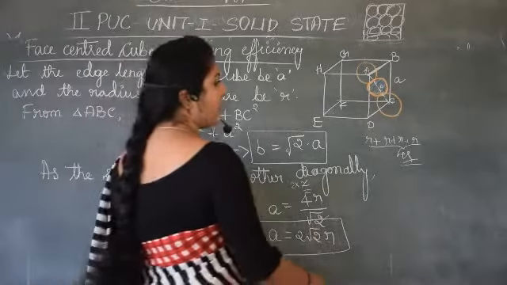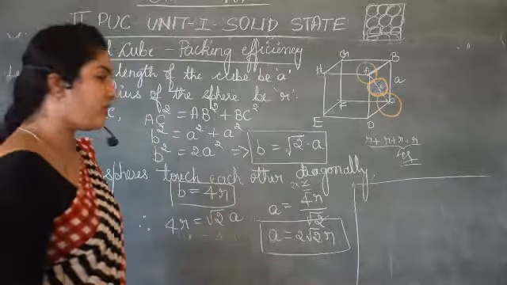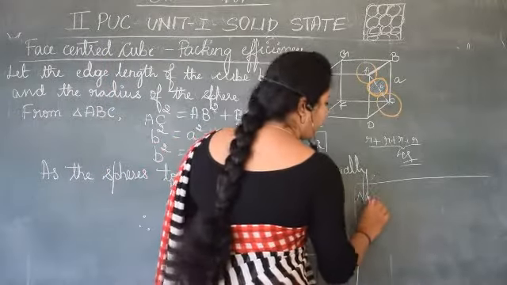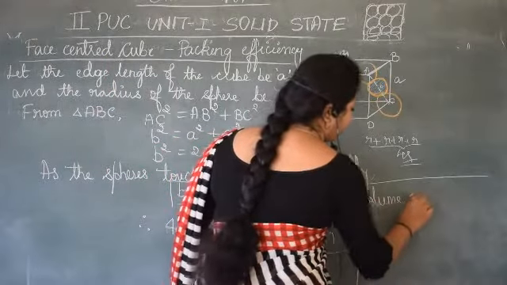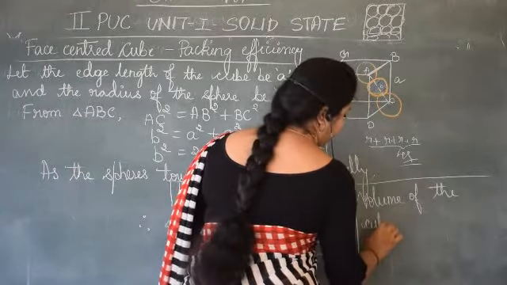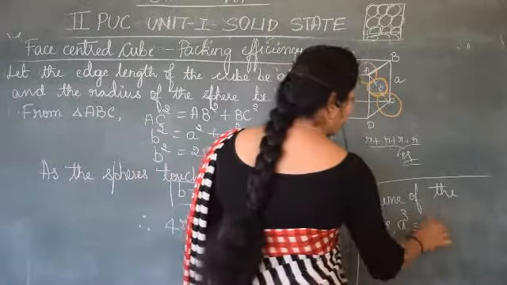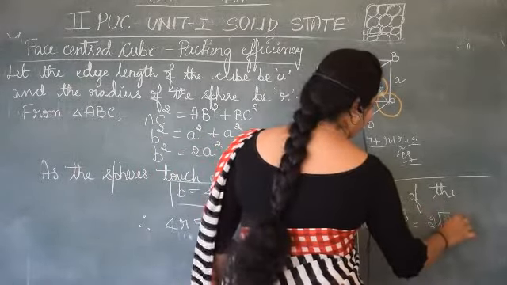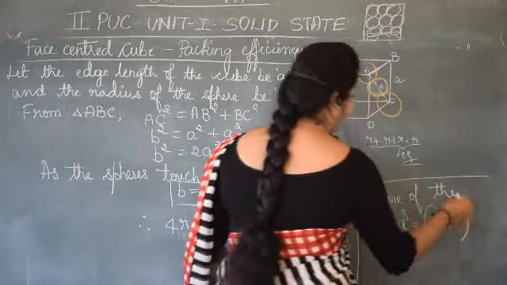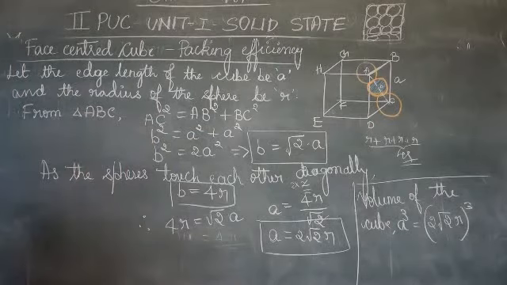Therefore, next step is you have to write volume of the cube. Volume of the cube, A cube, is equal to 2 into root 2 r whole cube. Volume of the cube you have got. Next, I'll erase these.